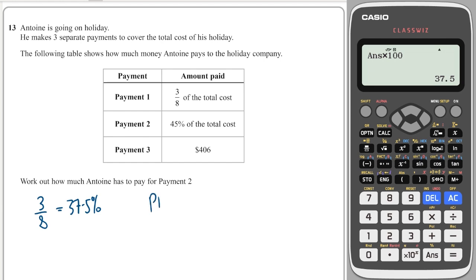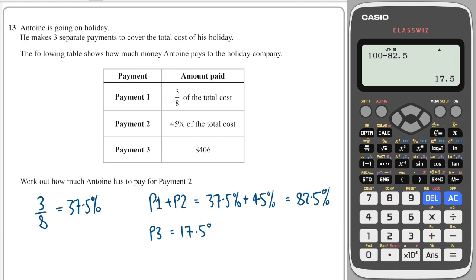So therefore, payment 1 and payment 2 is a total of 37.5% plus 45%. So what is that? If I add on 45%, I'm going to get a total of 82.5%. And this can then tell me what payment 3 is, in terms of percentage anyway. Obviously the total cost is going to add up to 100%, so if I do 100 minus that 82.5, I'm going to realise that payment 3 is 17.5%.